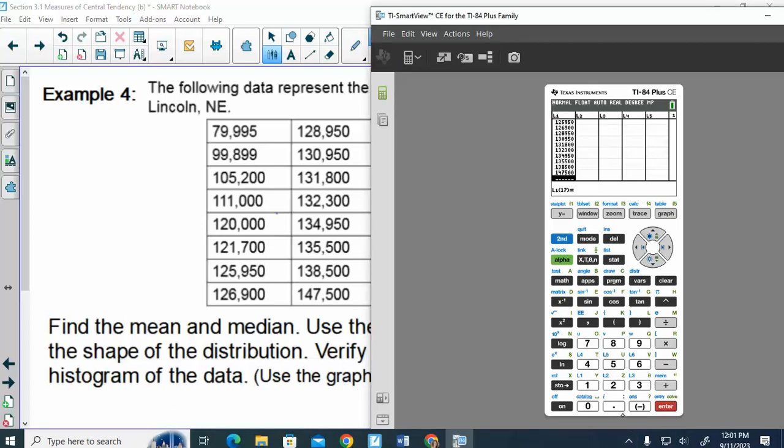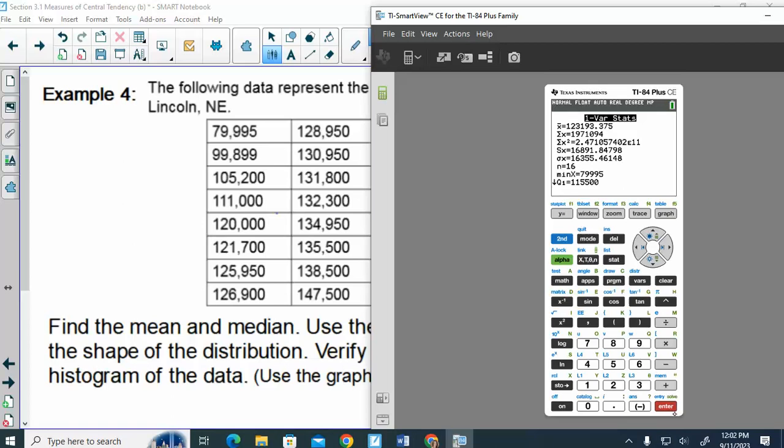Alright, so now I want you to push Stat. We're going to go over to Calculate, and number 1 variable statistics. So it's going to ask you what list, so it should be L1 for everyone. Frequency list, just leave that blank. And then go down to Calculate and hit Enter. And it gives us a list of tons of stuff.